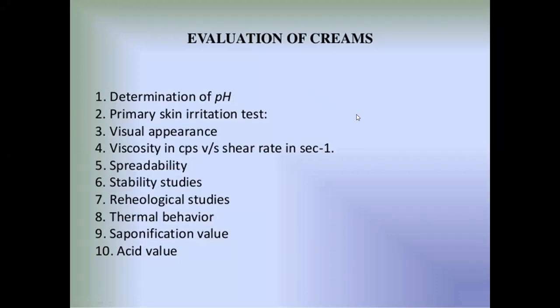For that, some triglycerides are present, and this saponification value is used to check the average molecular weight of fatty acid present in this sample. The saponification number is indicated by the number of milligrams of potassium hydroxide and sodium hydroxide, NaOH and KOH, required to saponify the fat present in it.